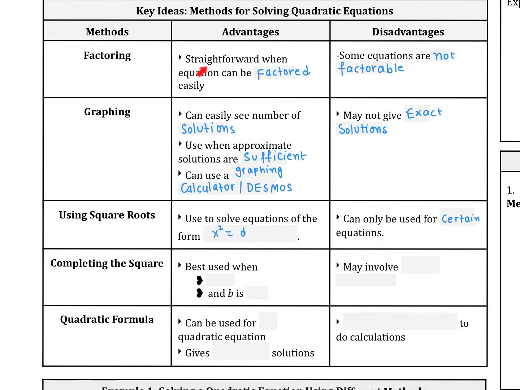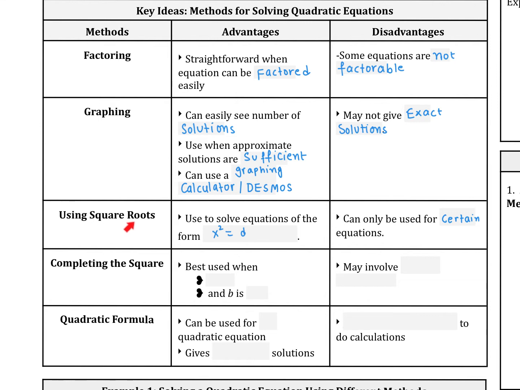Advantages: straightforward when the equation can be factored easily. The disadvantage of this method is that sometimes equations are not factorable. Graphing: can easily see the number of solutions. Use when approximate solutions are sufficient. Can use a graphing calculator or Desmos. The disadvantage of graphing is that it may not give exact solutions.